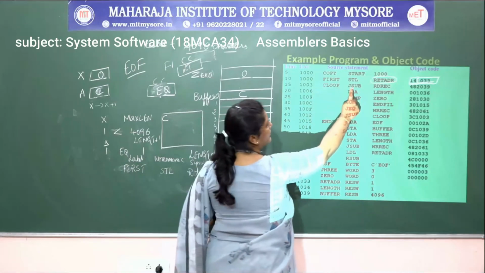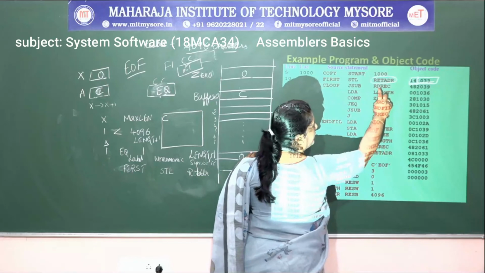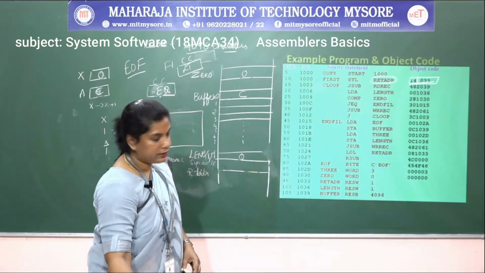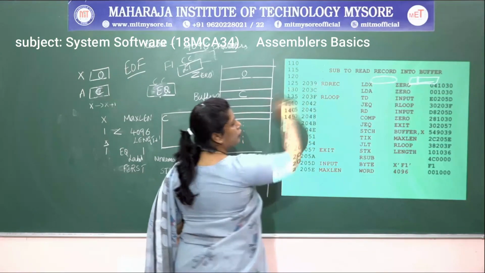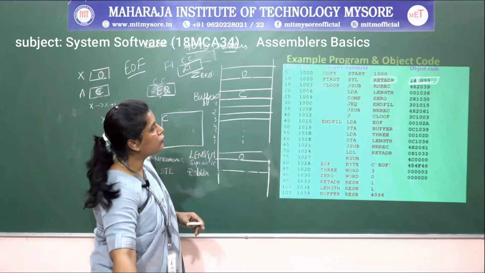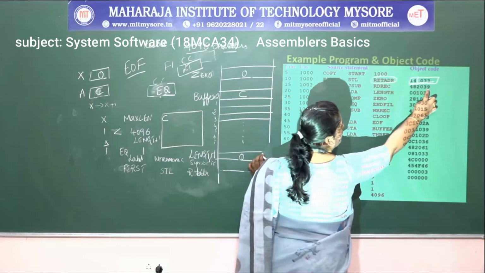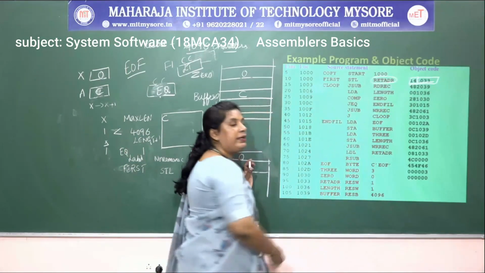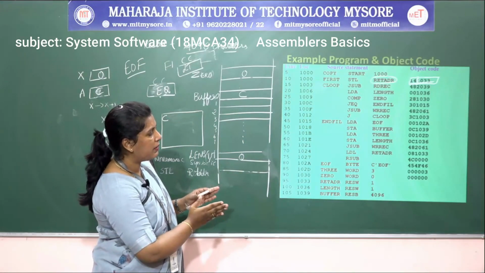What is the next instruction? JSUB. For JSUB, the opcode is 48, where RDREC is there. RDREC is at memory location 2039. So 48 is the opcode for JSUB, and 2039 is the address for RDREC. This is the way to assemble this.